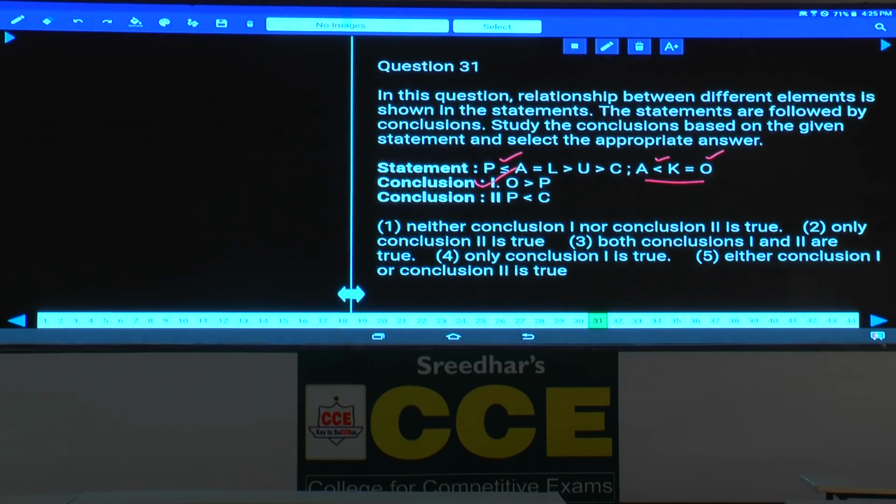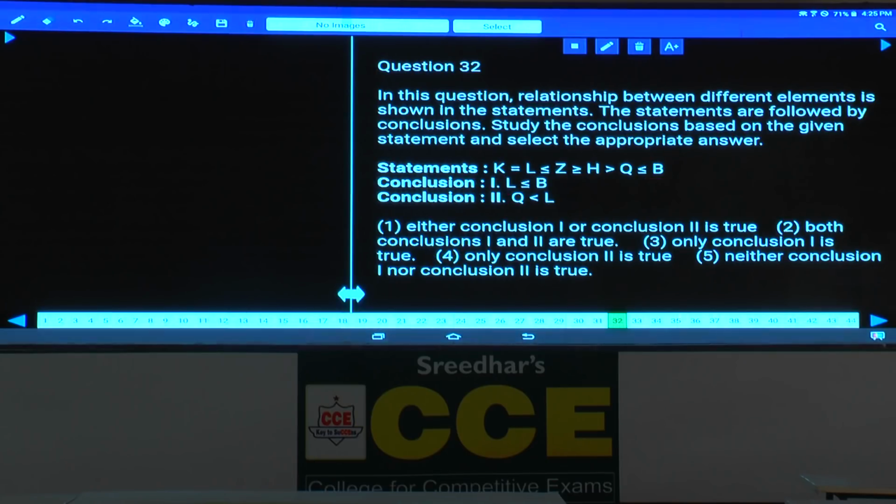Then coming to the next one, P and C. Between P and C there is one lesser than and one greater than, two opposite symbols, so no relation. So only one follows, and it is given in choice 4. Hence question number 31, it is choice 4.